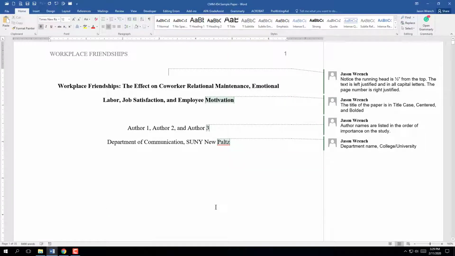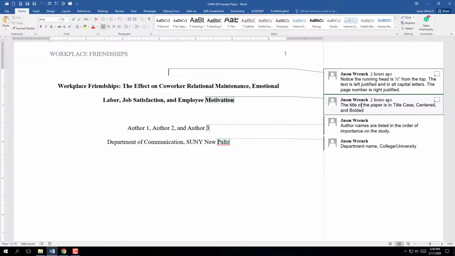What I've done is I've gone through a paper that was previously written in this class, and I have annotated the entire paper, and I put little notes in it. You'll see over here, I have information like, notice that the running head is 1/2 inch from the top of the paper. The text is left justified, and it's in all capital letters, and the number is right justified. So I put some of these APA things in here, and I've also put some grammar things and just some general writing things just for you to pay attention to as you are going through this document.